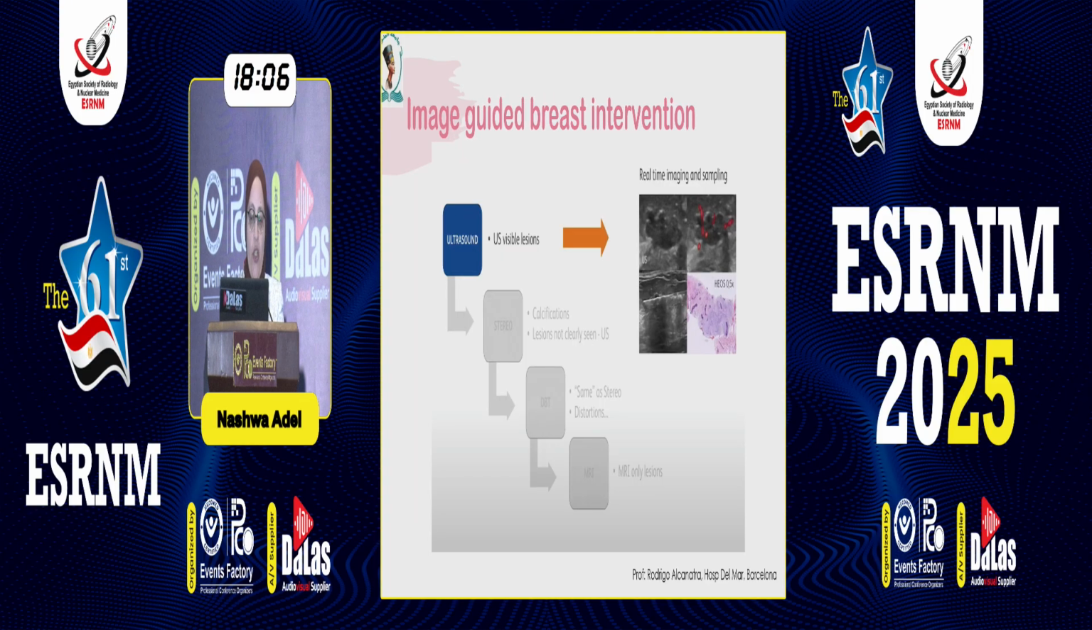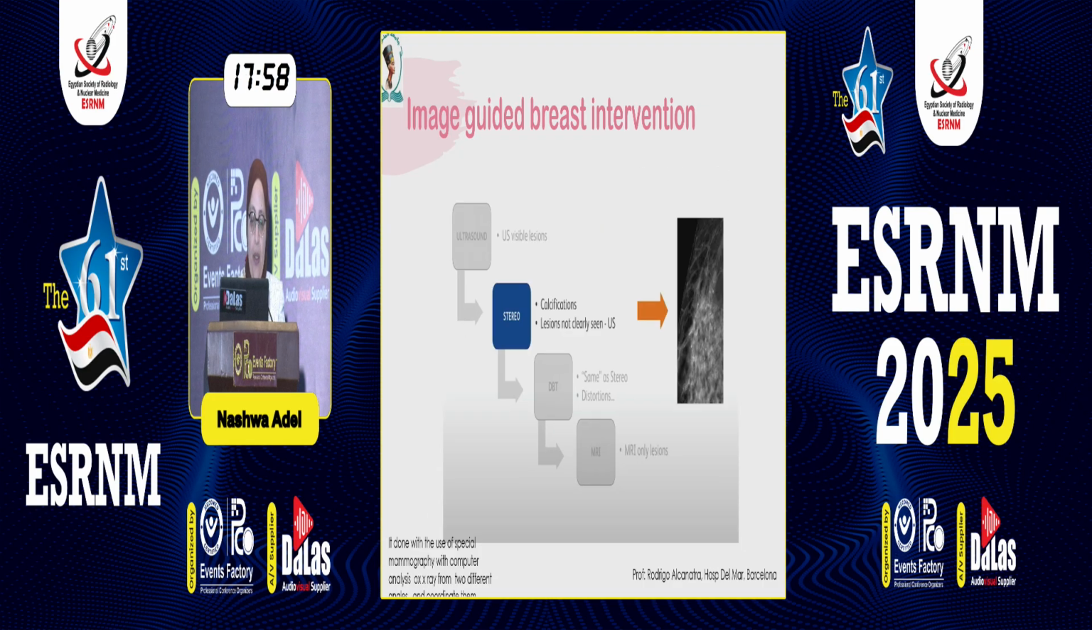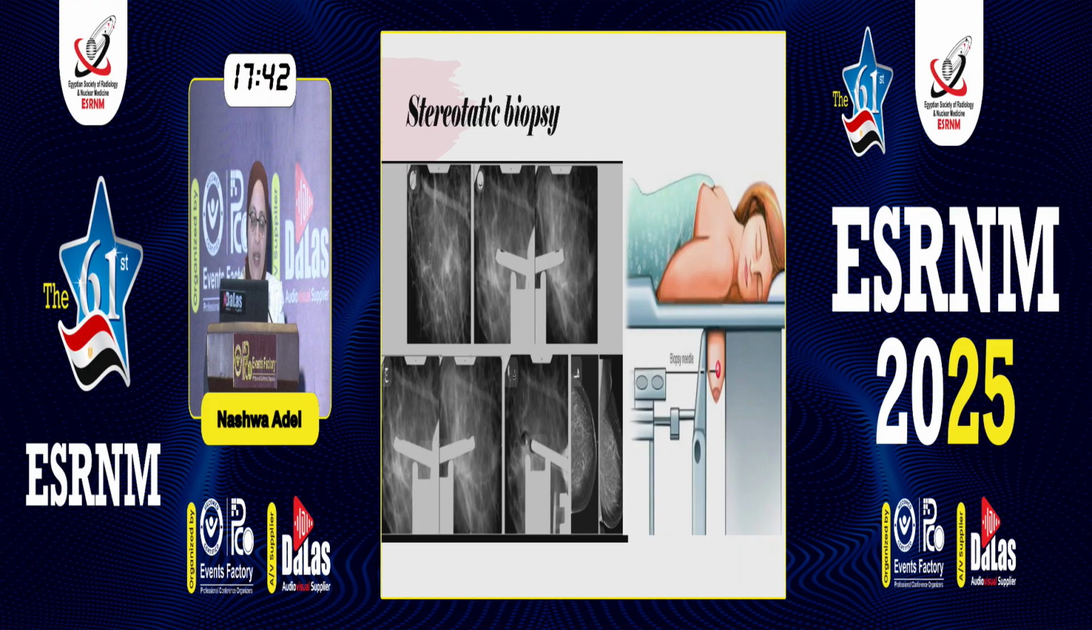Image-guided breast intervention has different modalities. Begin with the ultrasound, which follows the ultrasound-visible lesion with real-time imaging and sampling. This is followed by stereotactic biopsy for calcification and lesions not clearly seen by ultrasound, which is done by using special digital mammography with computer analysis of the X-ray at two different angles and coordinating them. This is the setup of stereotactic biopsy.